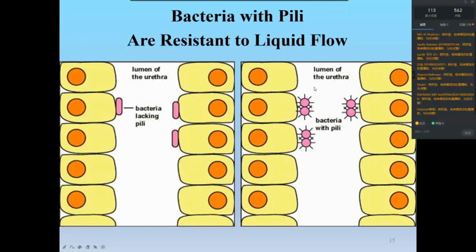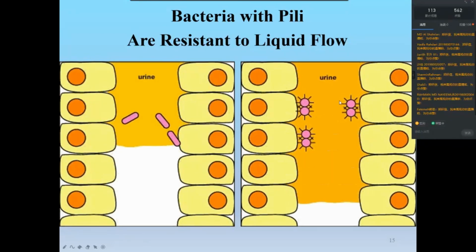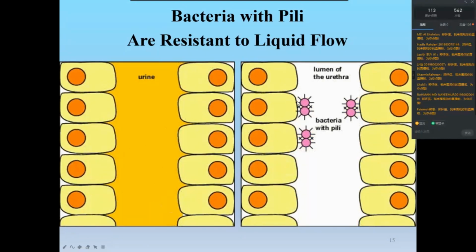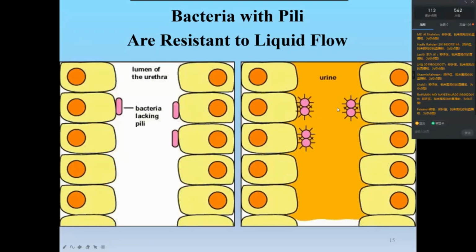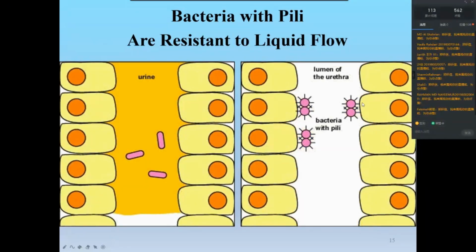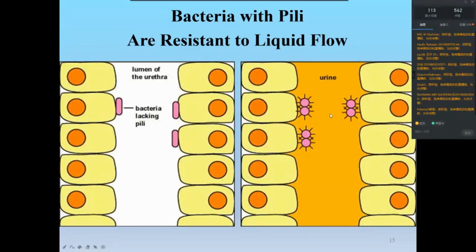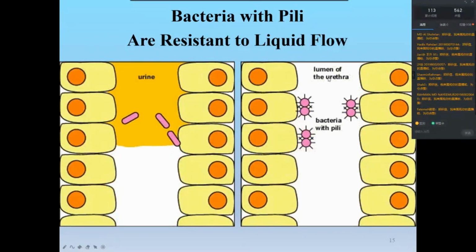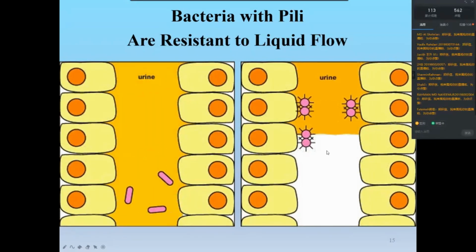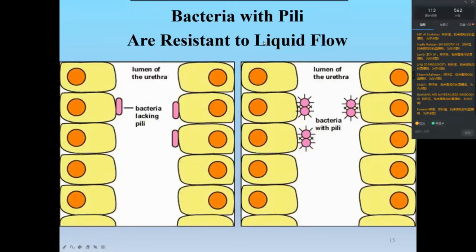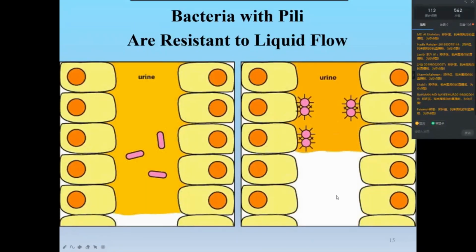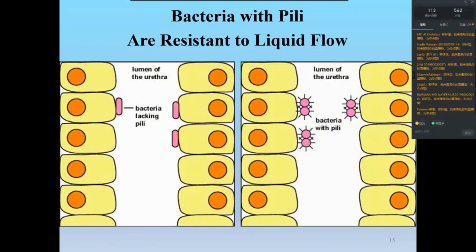But if the bacteria can express pili, this pili can help the bacteria to adhere to the host cell surface with a higher affinity. Adhere tightly. And again, when the urine flush comes, it cannot take the bacteria away. It cannot flush them away. So this is the role of pili for adherence. So make them more resistant to liquid flow.